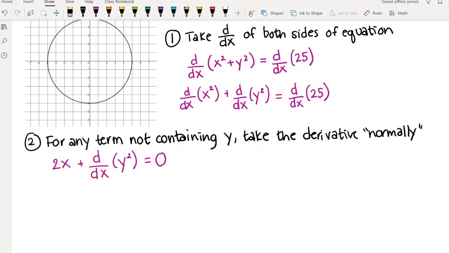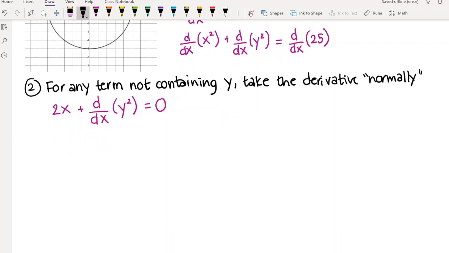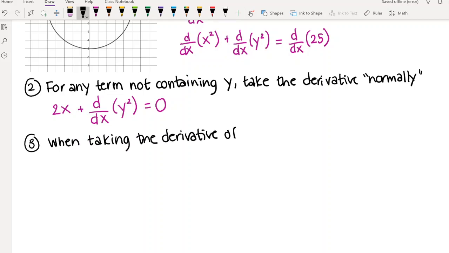Okay, so the tricky part, and you'll definitely get the hang of this after you've done some practice, but it's a little hard to explain. The next thing we have to work with is how to take the derivative of y squared. So when taking the derivative of a term containing y, what we're going to have to do is use the chain rule.